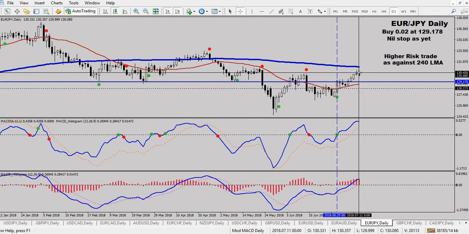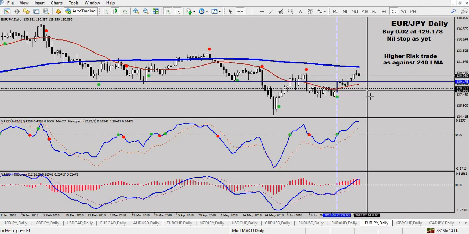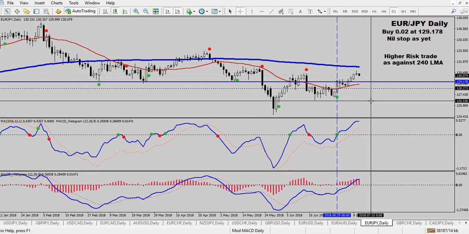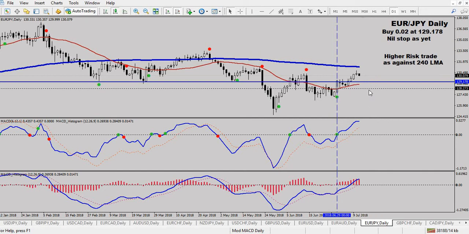So just took half off the table and stop set at 128.273. That stop's probably not enough to make it an overall break even, but at least reduces my risk greatly. It's just not looking that good.